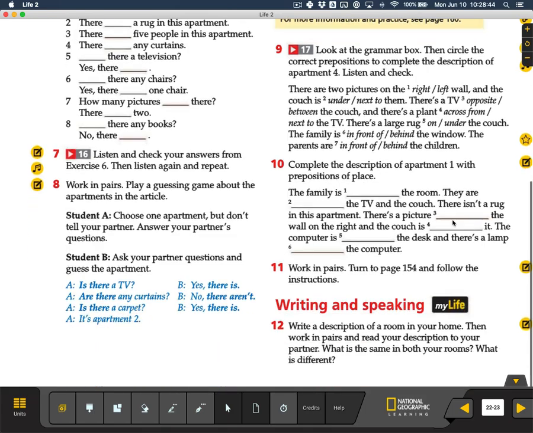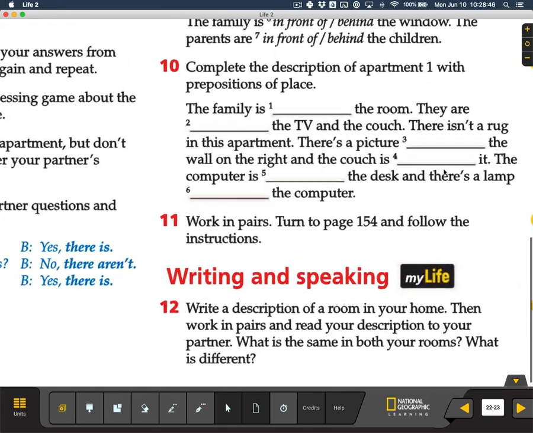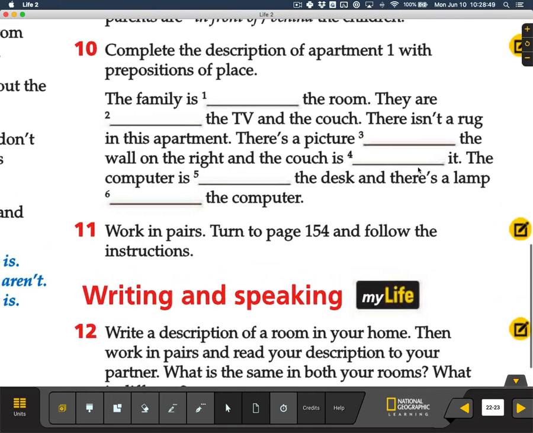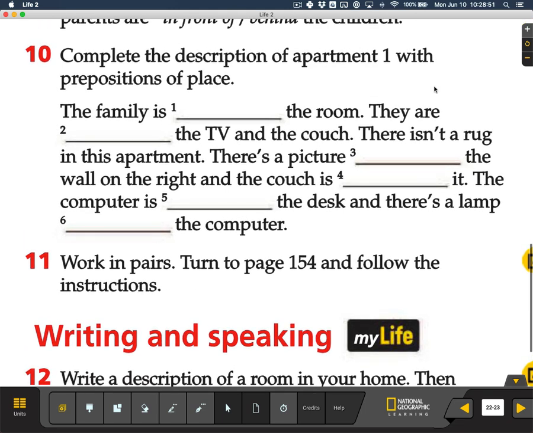What about this one? What do you think? There we go. The family. This is apartment 1 in the book. The family is in the room. Probably in, right? In the room, right? The family's in the room. Okay, they are in front of, maybe, right? Are they? Look at the picture. Are they in front of it? Next to makes a little more sense, right? In front of the TV and the couch.